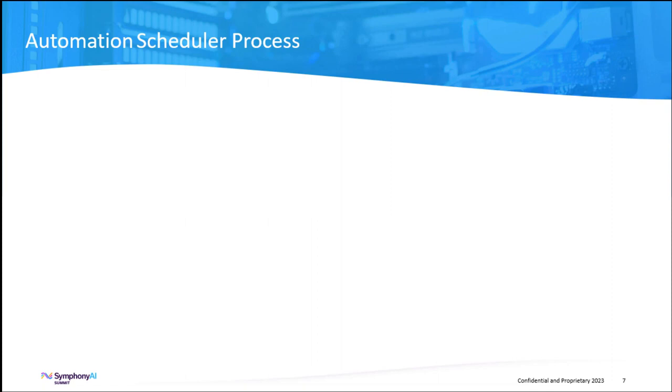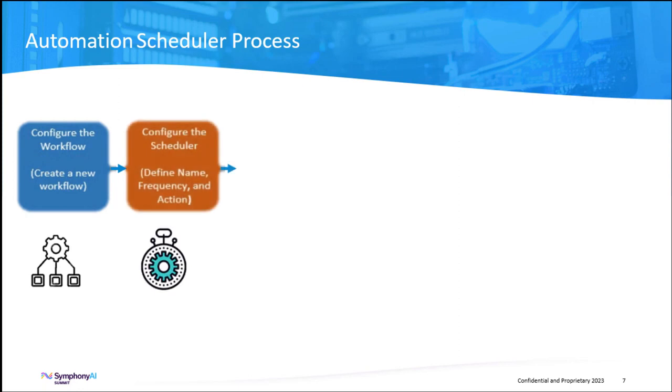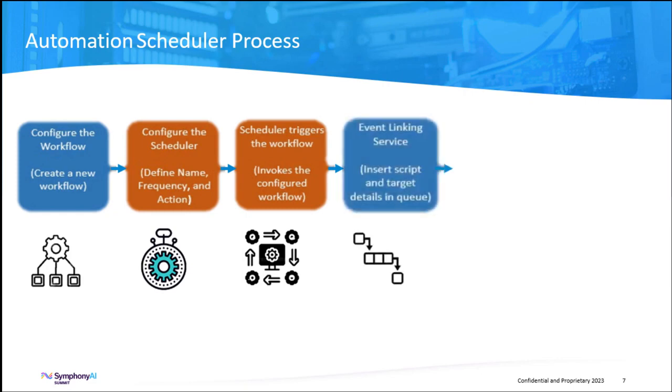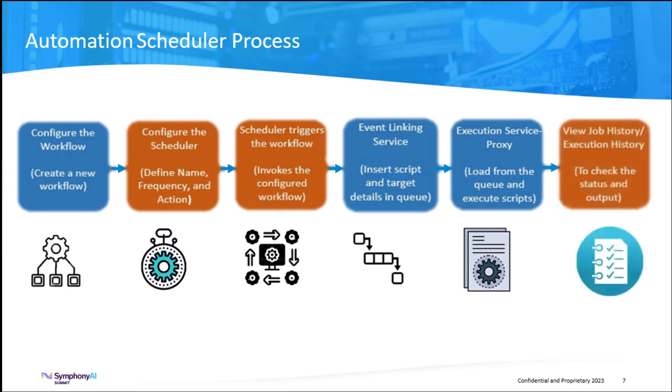The process is as follows. We configure or create a new workflow. Then we configure a scheduler where we define the basic details such as name, frequency, and actions associated with it. Further, the scheduler triggers the workflow. It invokes the configured workflow and executes it. It inserts the script and target details into the queue. Further, it loads from the queue and executes the script from an execution service proxy. Post the completion of the execution, we can view the job history or execution history to check the status and the output of the execution.